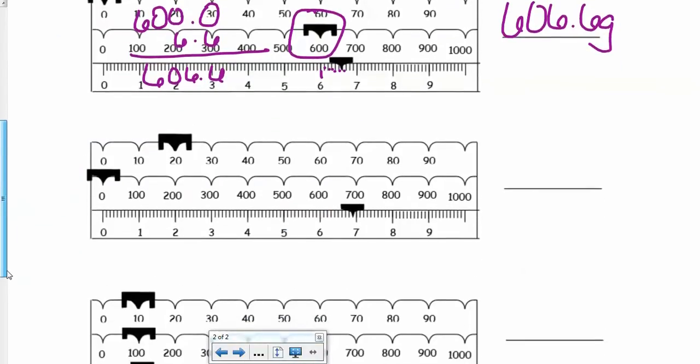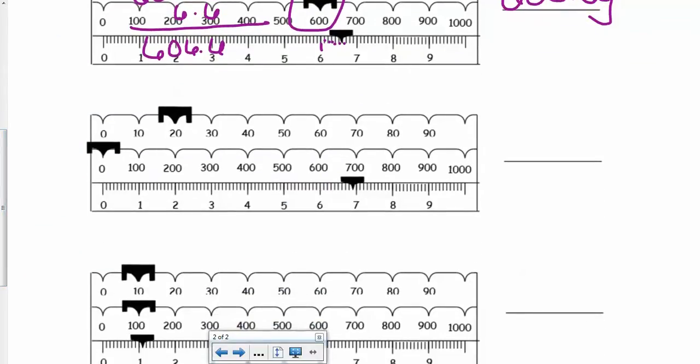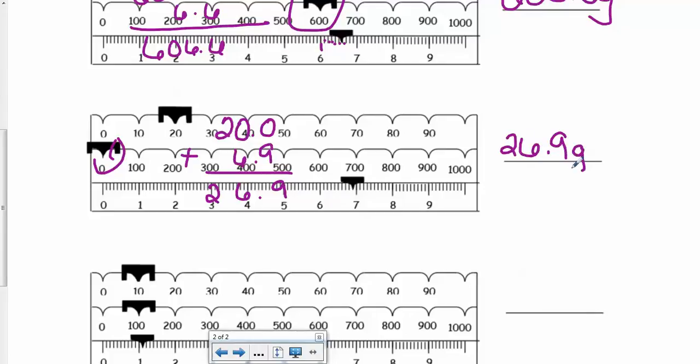All right, we have 2 more. Let's look at this one. So this time we have 0 for the hundredths. So we're just going to have 20.0 plus, we have 6, back just 1, so 6.9. So we end up with 26.9 grams.